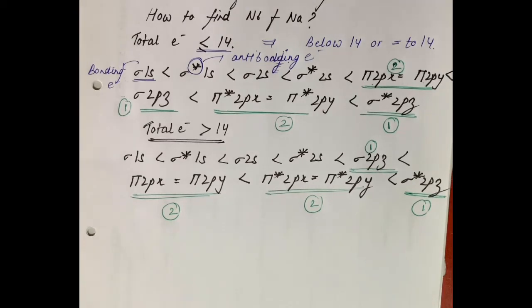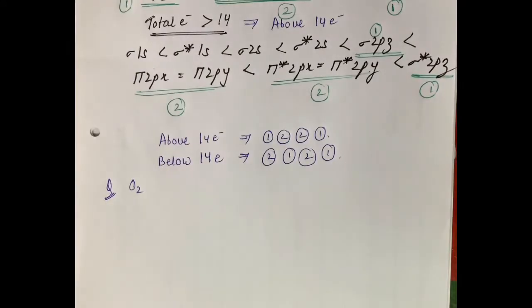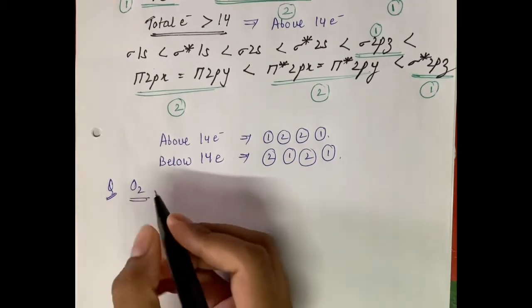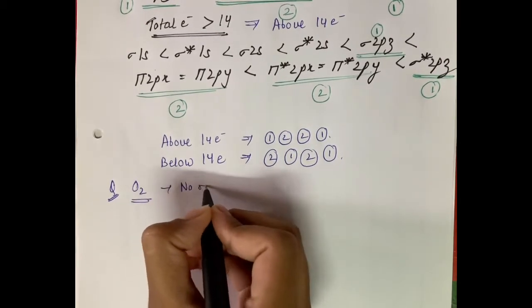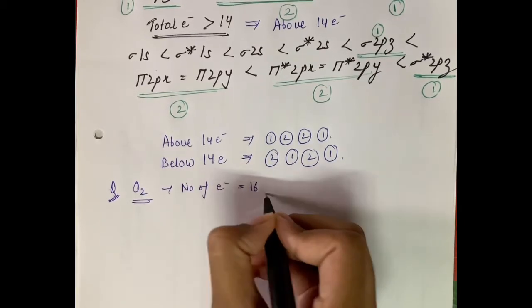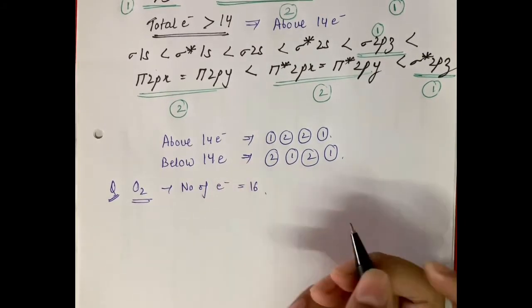1 because there is just one term present in the case of sigma 2pz or sigma star 2pz, whereas 2 in the case of pi 2px equals pi 2py or pi star 2px equals pi star 2py, as there are two terms present in it. Also remember that the term containing bonding electrons always comes prior to the term containing antibonding electrons. In layman's terms, if the number of electrons is above 14, follow 1 2 2 1, and below 14 follow 2 1 2 1.